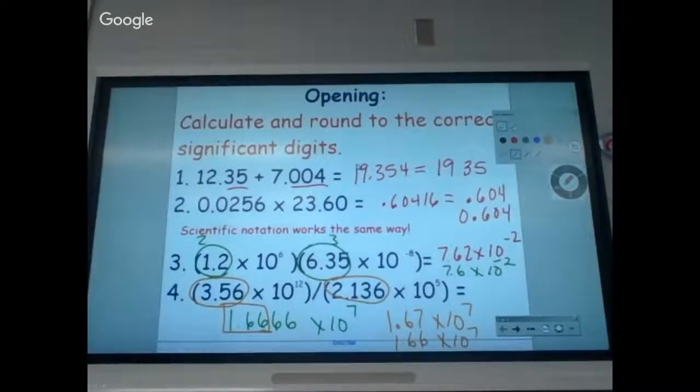Questions? Yes? No? Okay? Everybody see how scientific notation works? It's not any different. The exponents do not factor in figuring out significant digits. All right? Can we talk homework? Yeah. Okay?